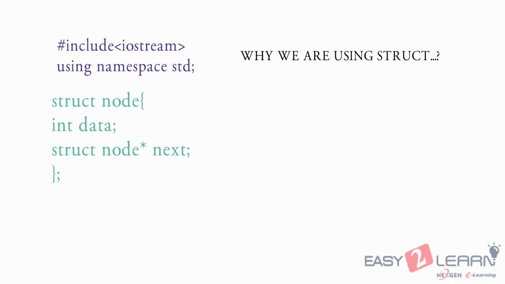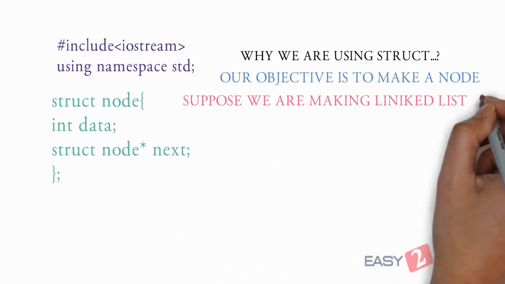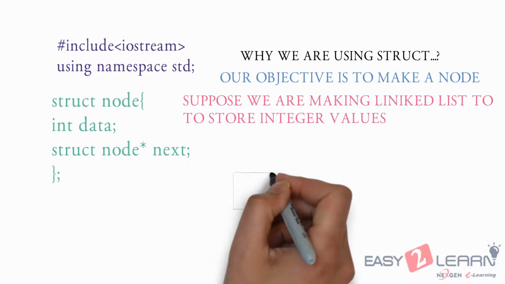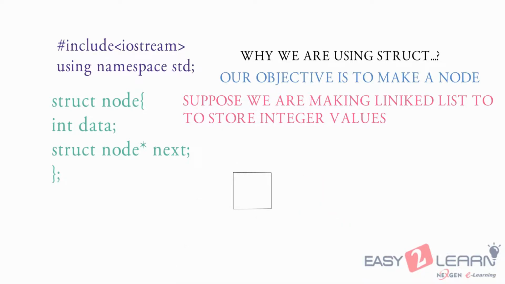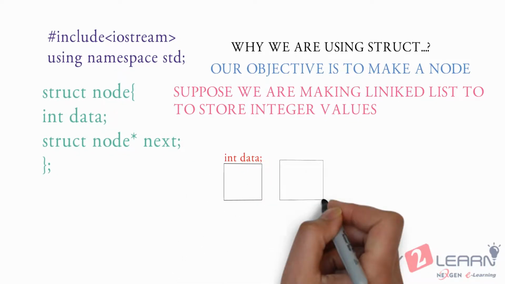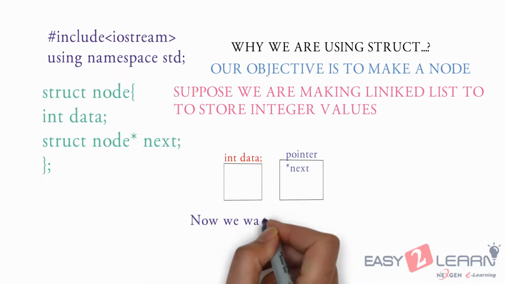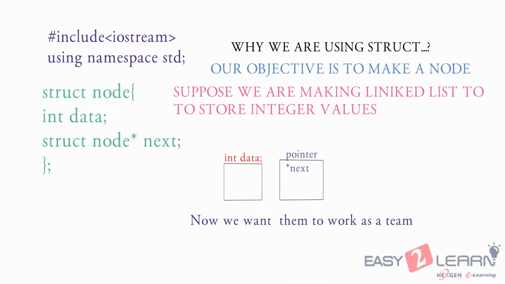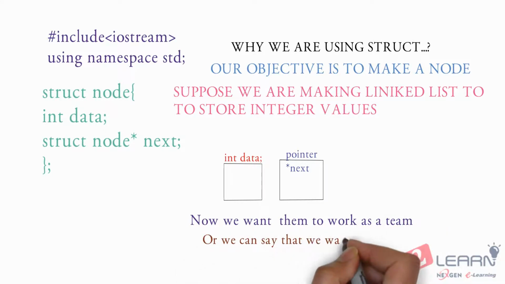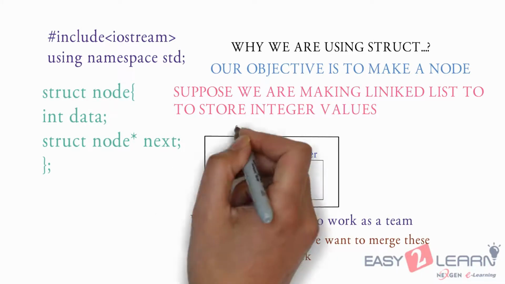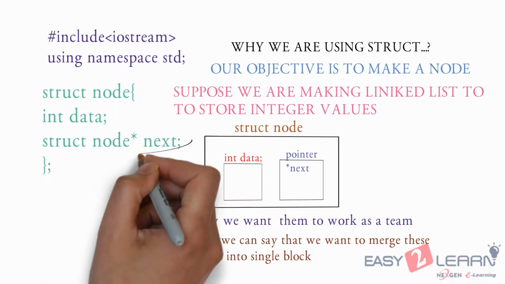Observe why we are using a struct. Our objective is to make a node. Suppose we are making linked list to store integer values, then we require a variable. Here we created a variable data and we have a pointer called next. Now we want them to work as a team, or we can say that we want to merge these two into a single block. That's why we have created a struct called node.